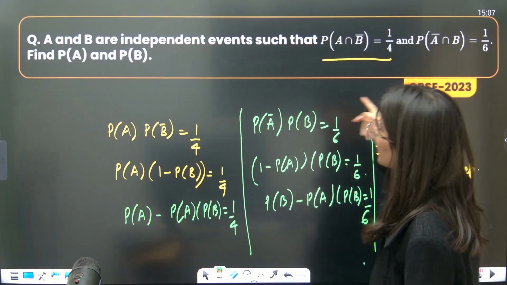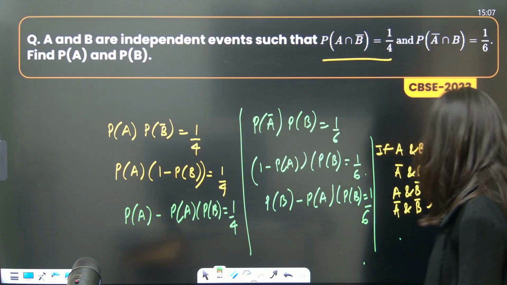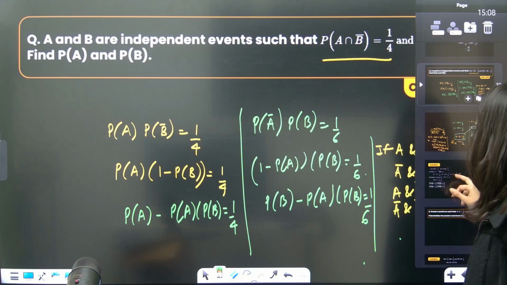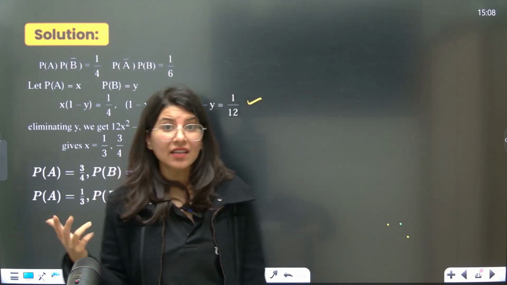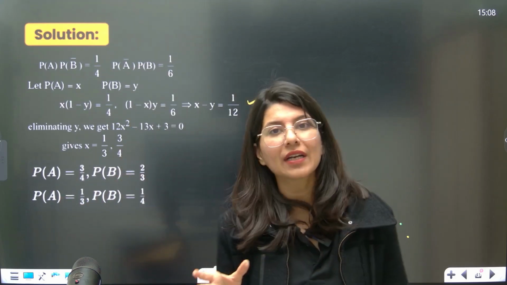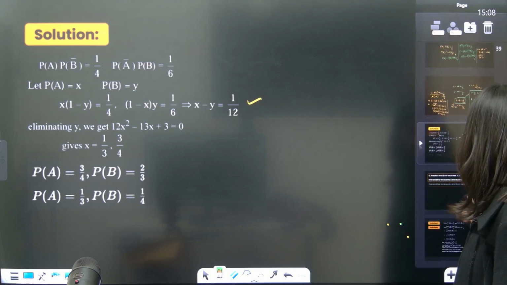This is a good question, I would say. A and B are independent events such that this, find PA and PB. So this is how it is done. Okay, so this like question, if you create a quadratic in A, the quadratic will be different. If you create a quadratic in B, quadratic will be different. Both are correct. Both are going to give you the same answer.